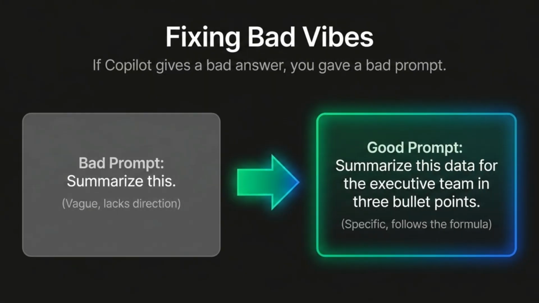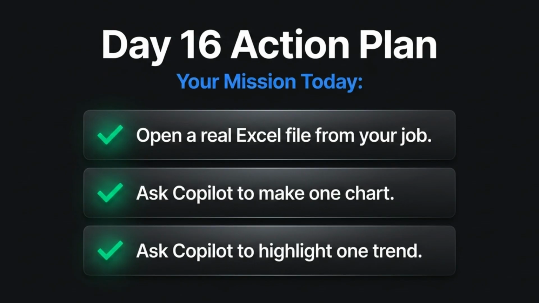If Copilot gives a poor answer, look at your prompt. A vague prompt leads to bad results, while a specific prompt following our formula ensures clarity. For your action plan today, open a real Excel file from your job, ask Copilot to create one chart, and have it highlight one trend.